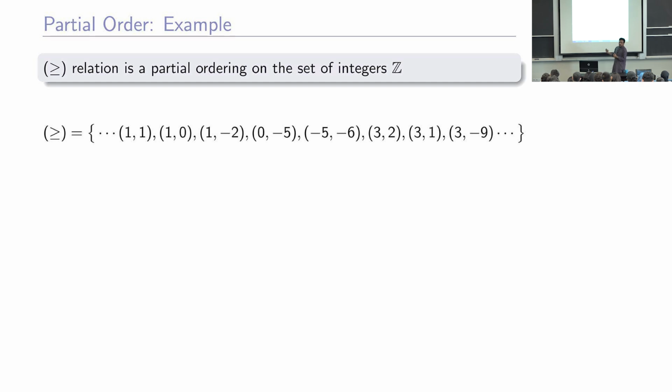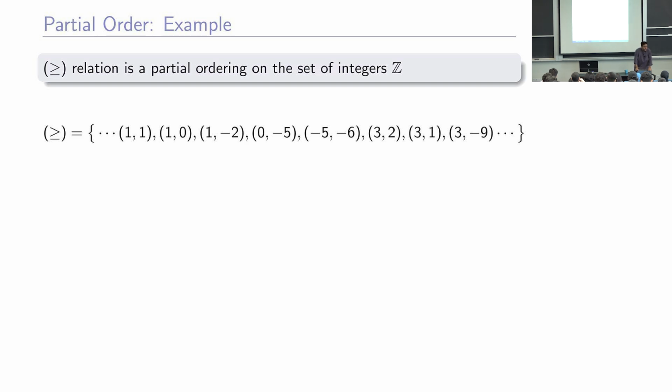Is the relation greater than or equal to an equivalence relation? Greater than or equal to on the set of integers. The ground set is the set of integers, the domain is the set of integers, and I define A to be related to B if A is greater than or equal to B. Is this an equivalence relation?